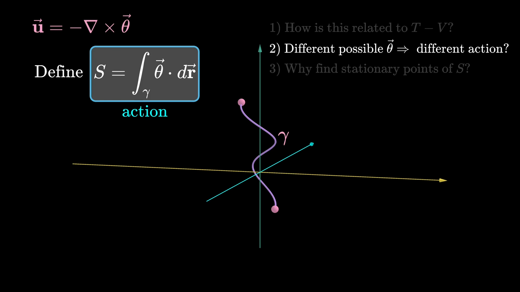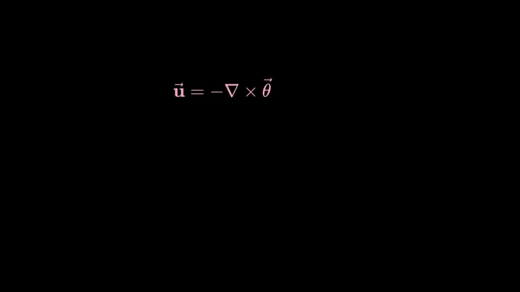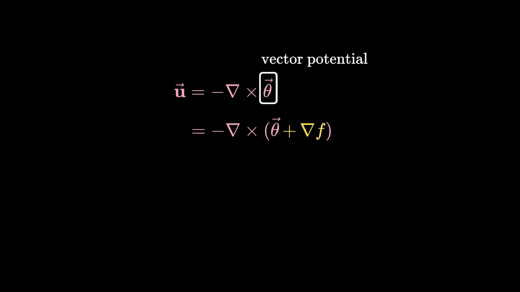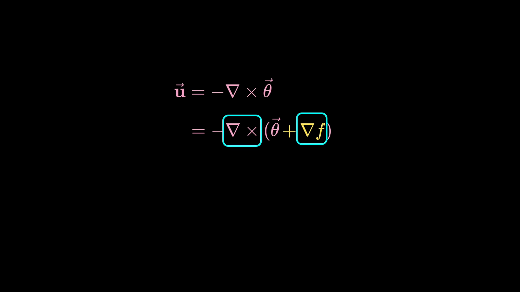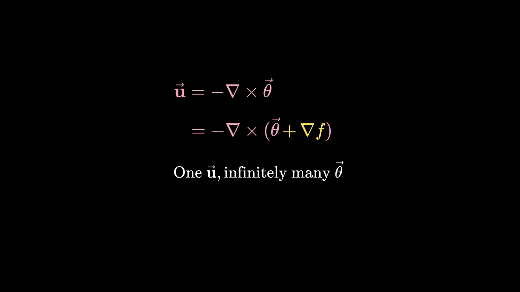It starts with the observation that theta is not unique. You can add a gradient to theta, and it will still be a valid vector potential for u, because the curl of a gradient is 0. That means for a particular u, there are infinitely many vector potentials. A particular choice of theta is known as a gauge.